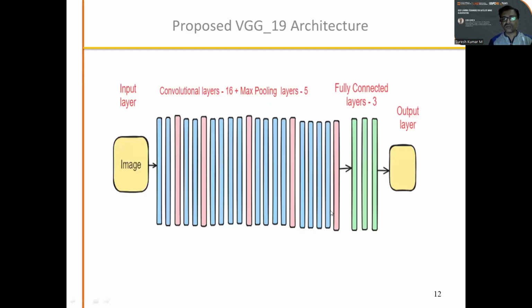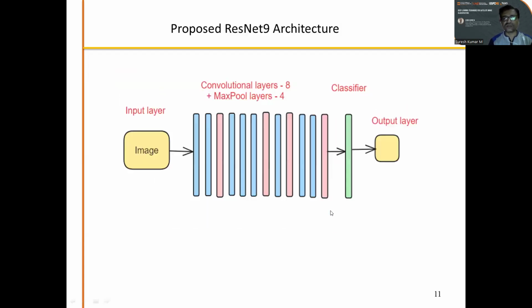And this is the proposed ResNet architecture. The convolution layers include 8 layers, 4 max pooling layers, and finally one classifier, which is shown in green color. So here also the technique remains the same: convolution used for feature extraction, max pool layers used to reduce size, and definitely a classifier to classify the data.